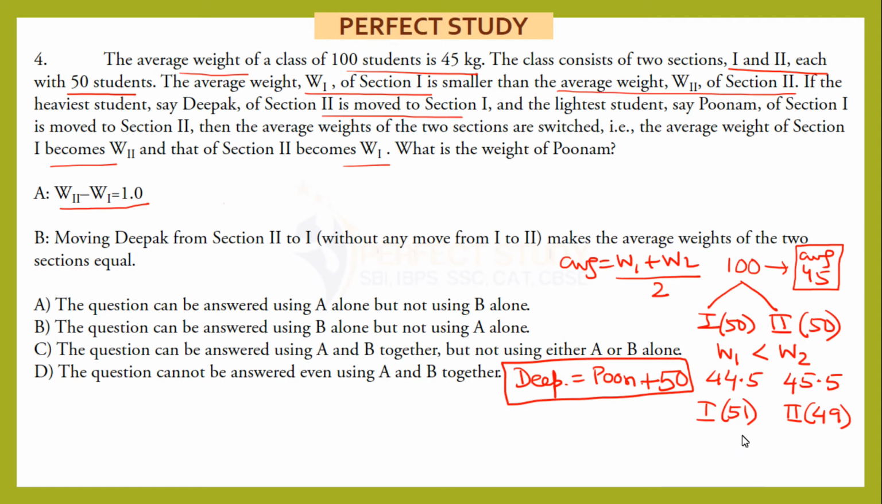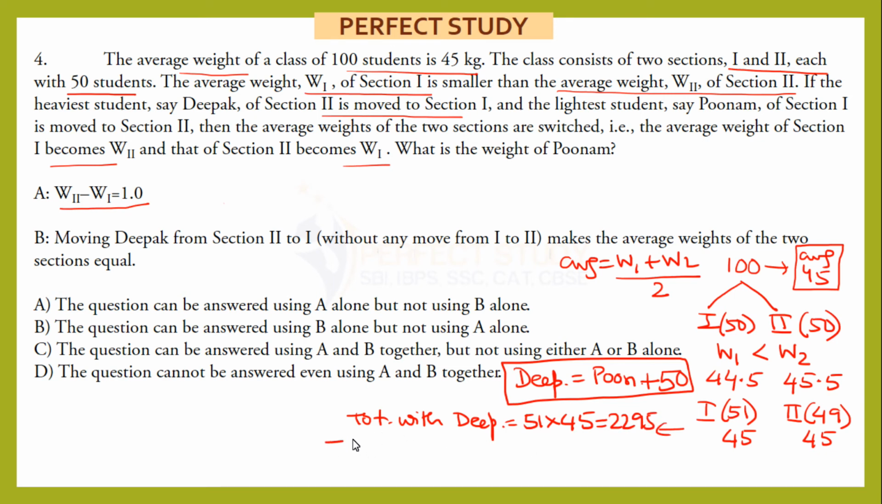Now if the average weights of the two sections are equal and the total average is 45, that means their new average must be 45. There is no other possibility, but that will not give us any other information. Why? See, because including Deepak I can get my total. From here what can I get? Total with Deepak. What is the total with Deepak? 51 multiplied by 45, which is equal to 2295.